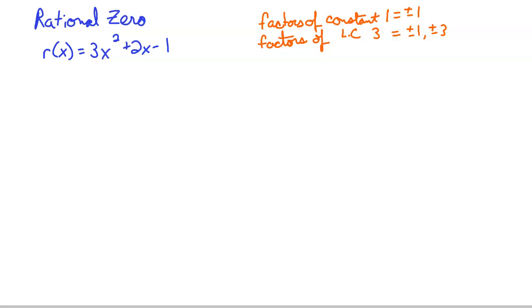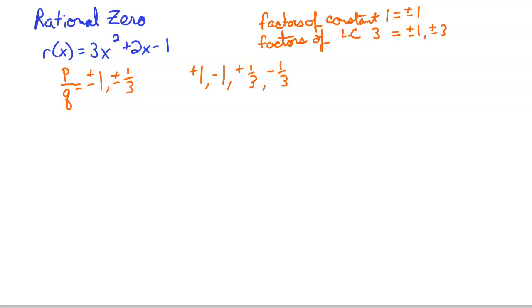So remember, my possible zeros, p divided by q, are going to be 1 divided by 1, which is 1, and 1 divided by 3, which is 1/3. If I were to list these out, it would be positive 1, negative 1, positive 1/3, and negative 1/3. So I have 4 possibilities because I have the positive and negative version of each one of these.